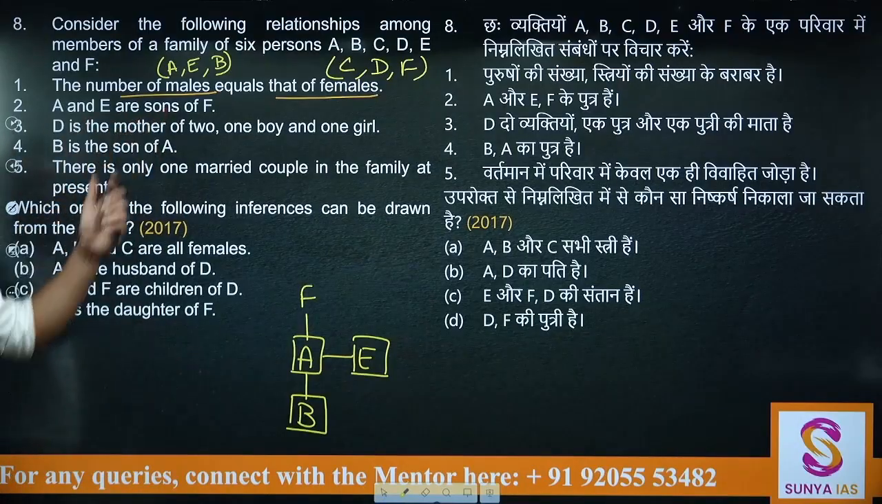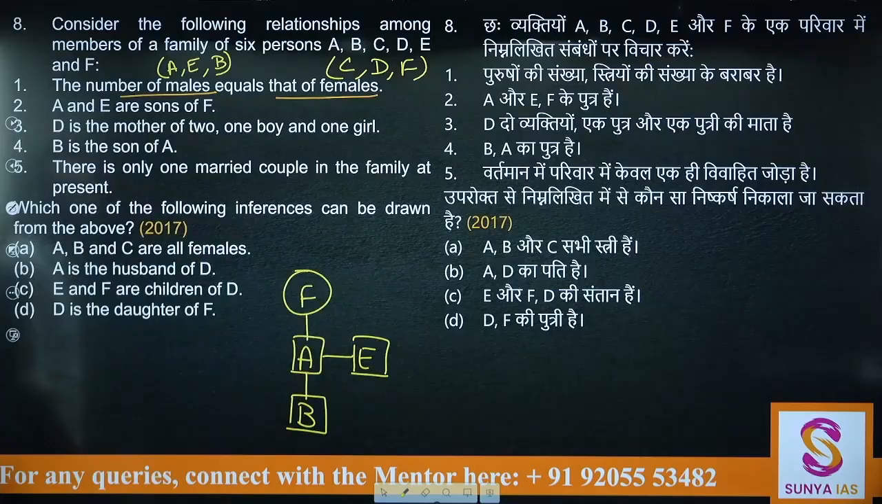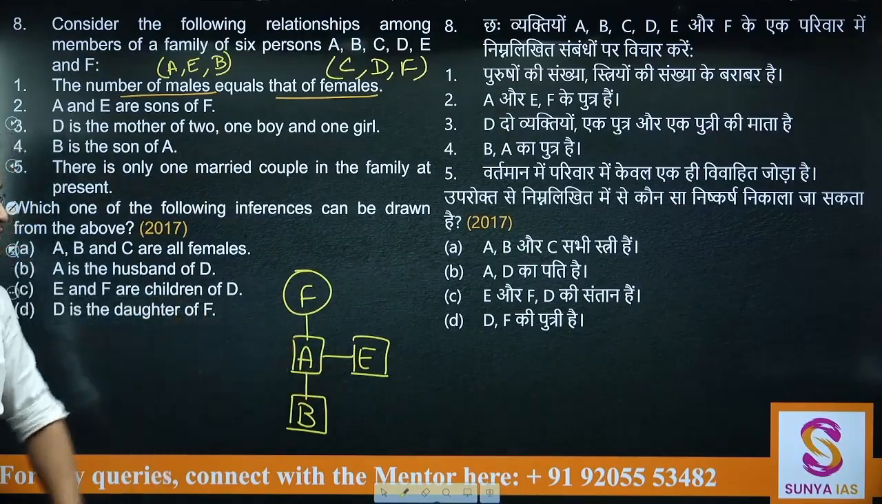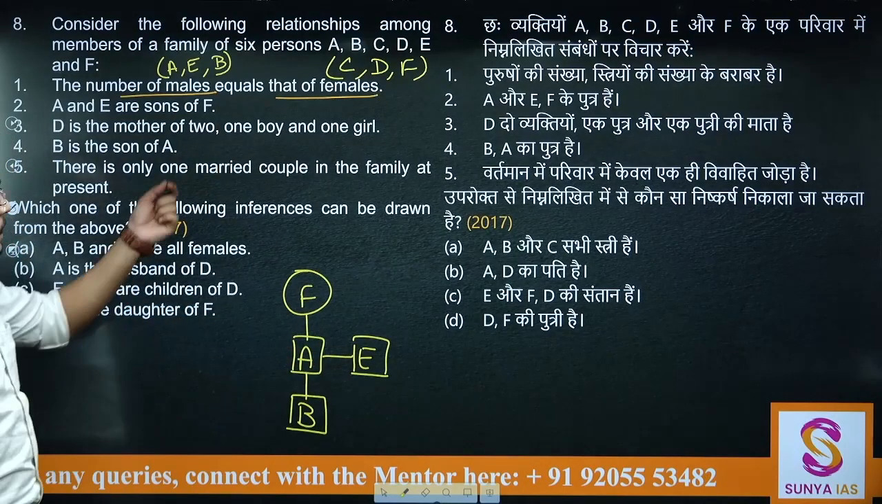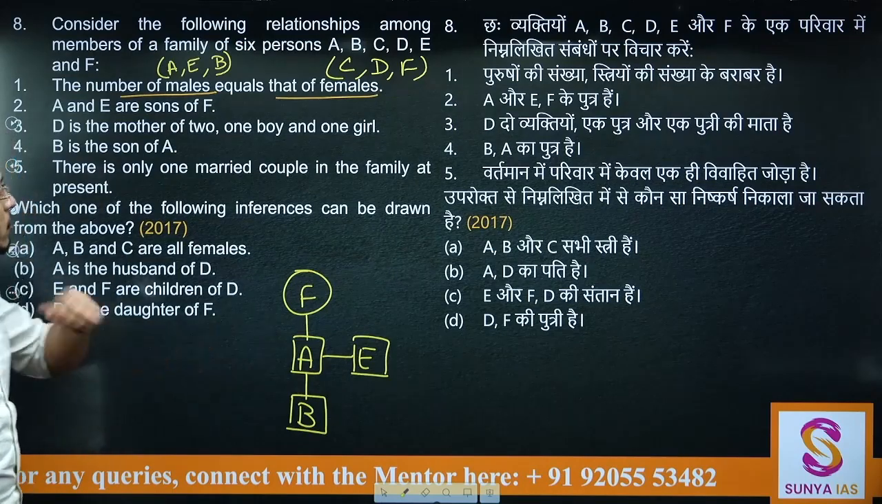So E and F are sons of, this is F, should be female. D is the mother of 2, one boy and one girl. Right now this is what we know. Now D needs to be the mother of 2 people. Now look from here and tell me where it can be.